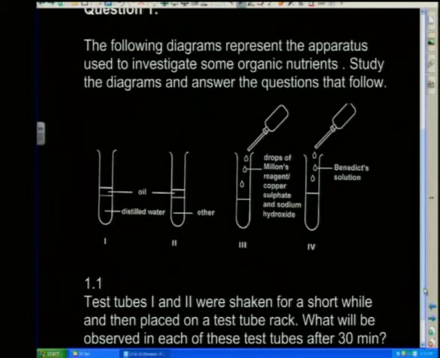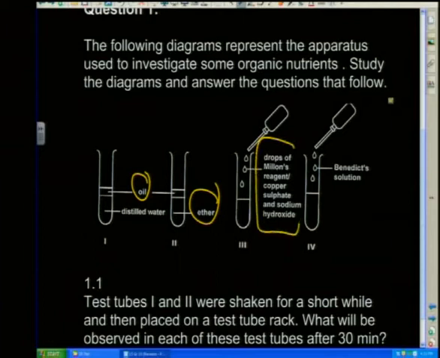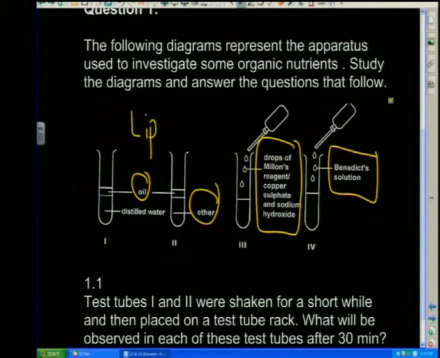Now, before I even start to read the question to you, have a look at the picture. That's what I do first, all right? Have a look at the picture. And what do you notice? What have we got? Oil, ether, we've got Millon's, and we've got Benedict's solution, all right? So here, we're already looking at lipids, because we know our food tests.